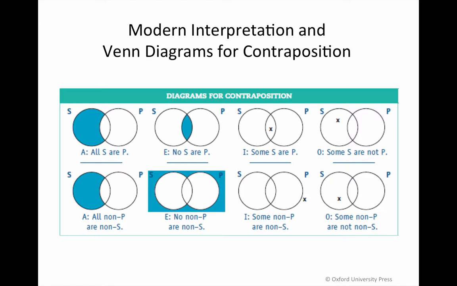But it's also, again, worth mentioning that contraposition is the mirror to conversion. So remember, conversion on the modern interpretation is valid for E and I. It's not valid for A and O. Contraposition on the modern interpretation is valid for A and O, not for E and I. So you can see where the mirroring or symmetry lies. Take a look at these diagrams, read through the premise and then the inference, and see if the diagrams help you make sense of things.